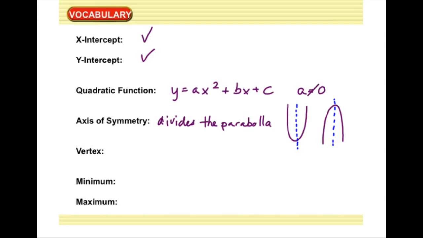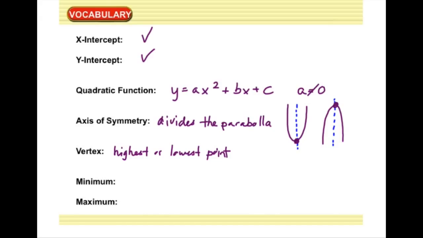The vertex is either the highest or lowest point on the parabola. So in my quick drawings, my vertex could be the lowest point of the parabola or the highest point of the parabola, but depending on which direction it's facing. So how do I know which direction it's facing?